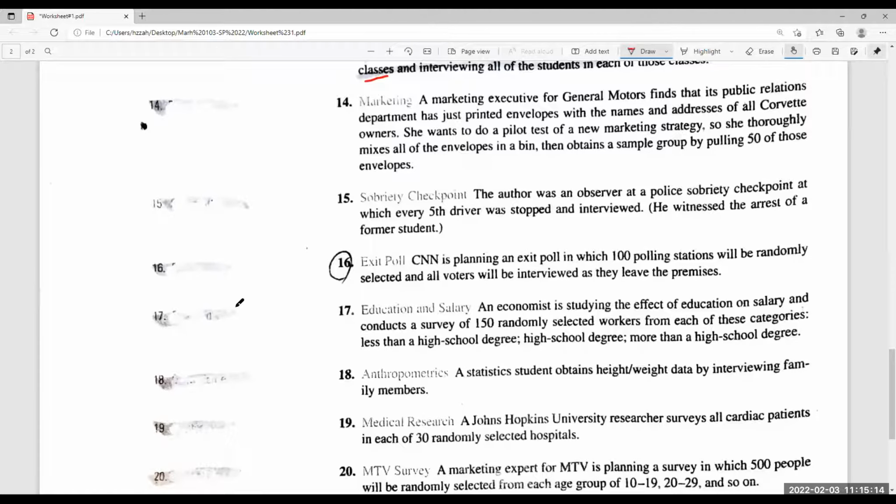Okay, so that's number 16. Maybe that's the reason I marked it. So let's go on. How about 17?